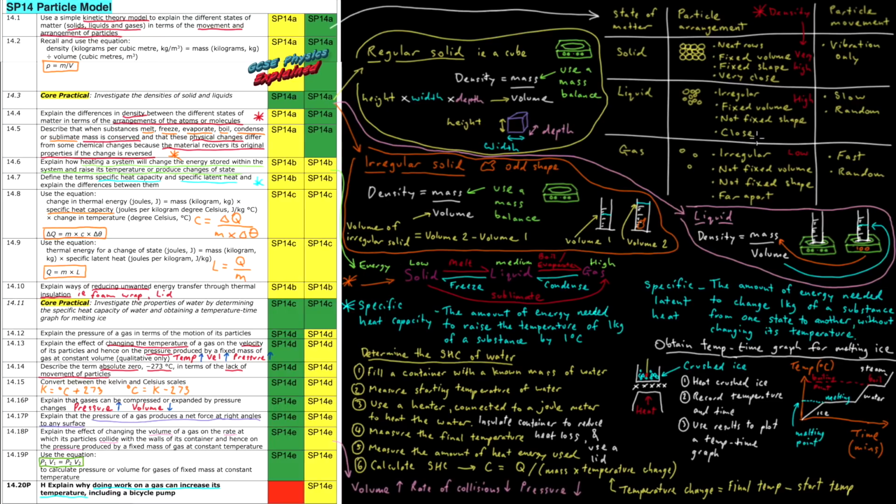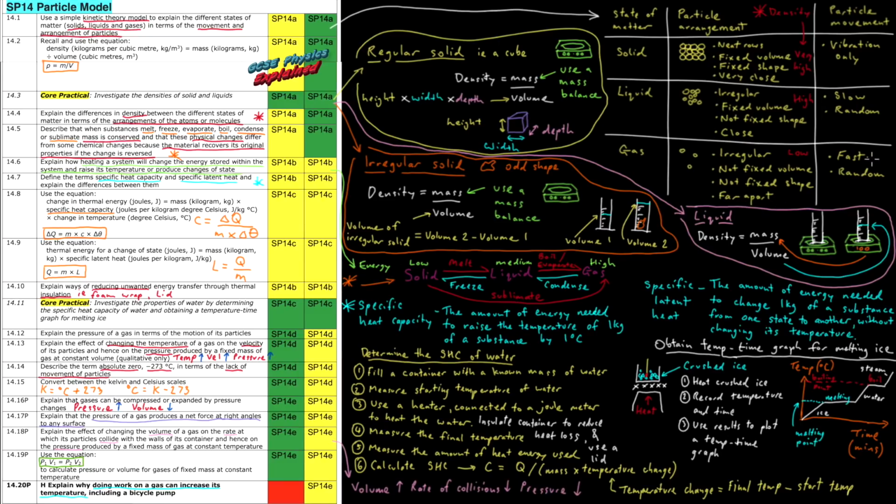And the particles are close together as opposed to very close in the solids. How do they move? Well, the particles move slow and randomly. Particles in a gas are irregular, so it means they're all over the place. Not a fixed volume this time. A gas will fill the volume of the room. It's not a fixed shape either, and the particles are far apart.